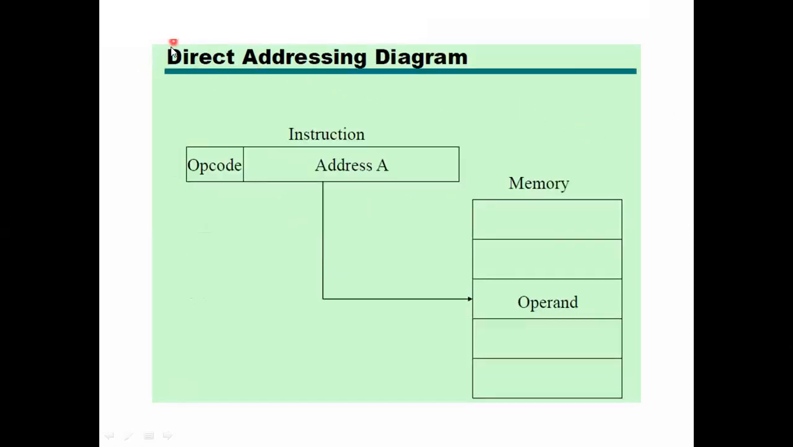The next one is direct addressing mode. Direct addressing mode means the instruction has the opcode, and the address is given, and in that address the operand will be present. If you treat this as memory, the address of either the register or the memory location is given in the instruction, and in that the operand will be present.